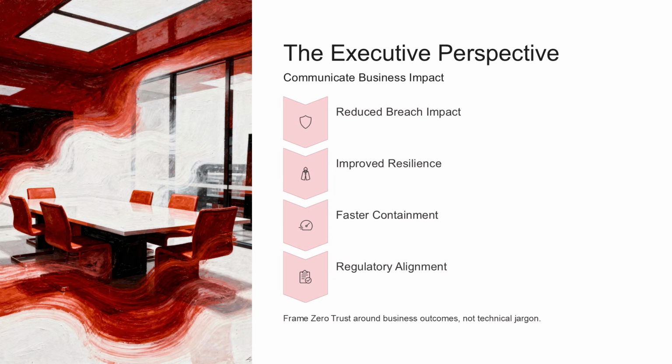Executives do not want to hear technical jargon about segmentation models. They want assurance. You must communicate zero trust in terms of reduced breach impact, improved resilience, faster incident containment, stronger regulatory alignment, lower long-term operational risk. For example, instead of saying we implemented micro-segmentation, say we reduce potential lateral movement in the event of compromise, limiting business disruption. Instead of saying we deployed conditional access, say we strengthened identity verification to prevent unauthorized access to critical systems. Zero trust becomes strategic when it is framed around business impact.